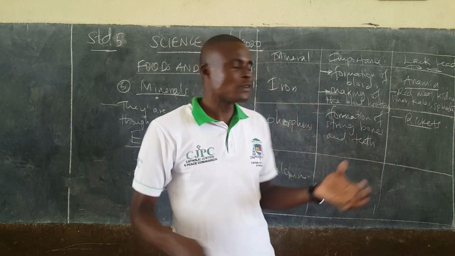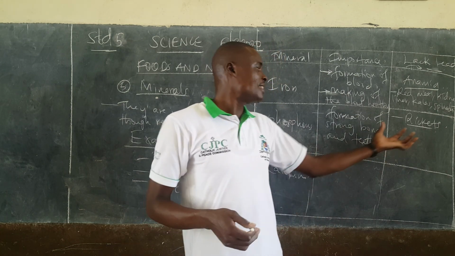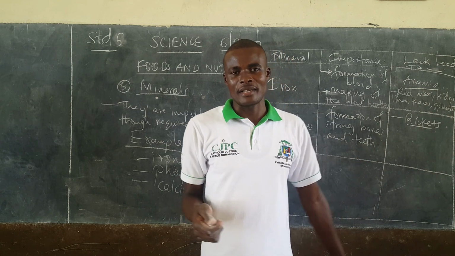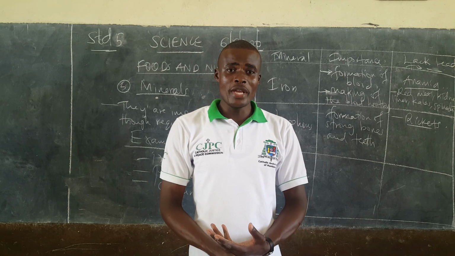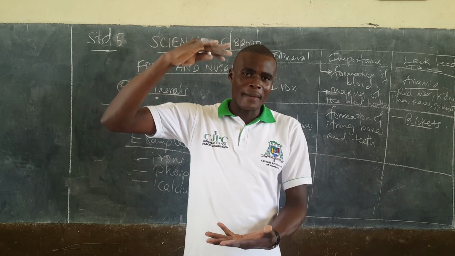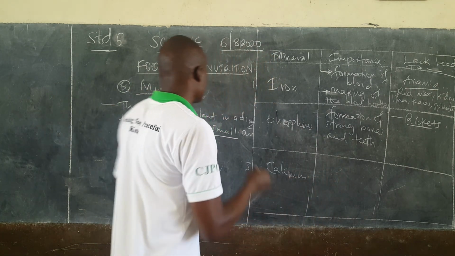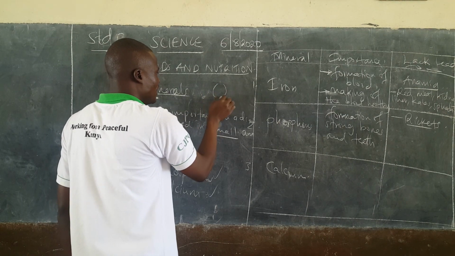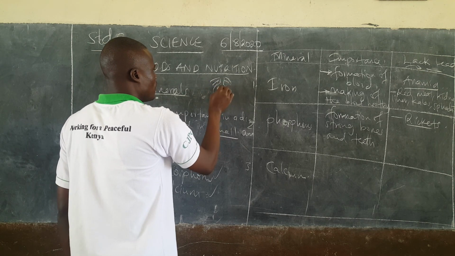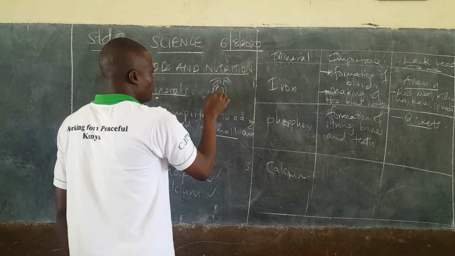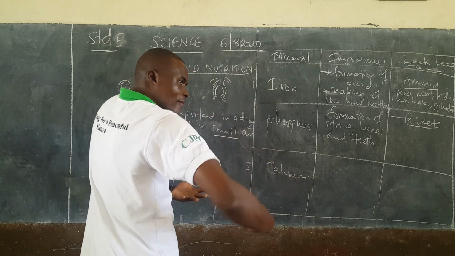When you lack phosphorus in your body, mostly when you are a child, and we are going to see which age it attacks: children. When a child lacks phosphorus in the body, the bones will become weak. Hence, the weight of the body will start pressing the legs, and the legs will become bow-shaped in this form. This body is heavy and these bones are weak, hence they start becoming in that shape.